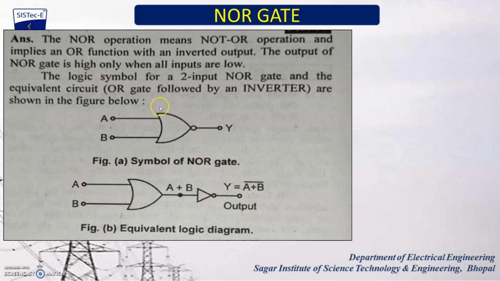This is the symbolic representation of the NOR gate, where A and B are inputs and Y is the output. If I elaborate the NOR gate, the A and B inputs are first given to the OR gate, and the output is the OR operation, meaning A plus B. When we apply that OR output to the NOT gate, we get the output (A plus B) bar, meaning (A plus B) bar is the output of the NOR gate.